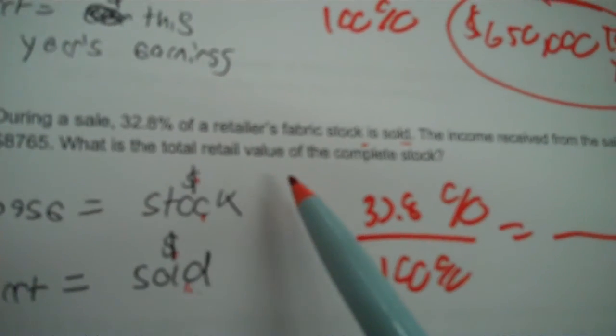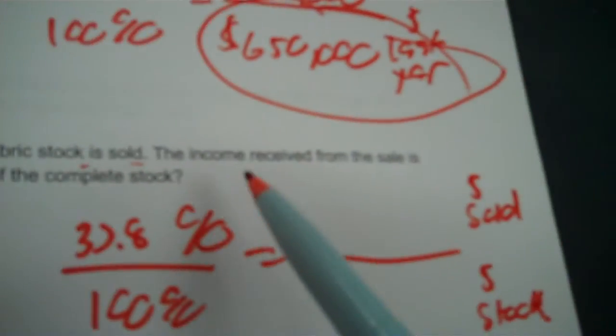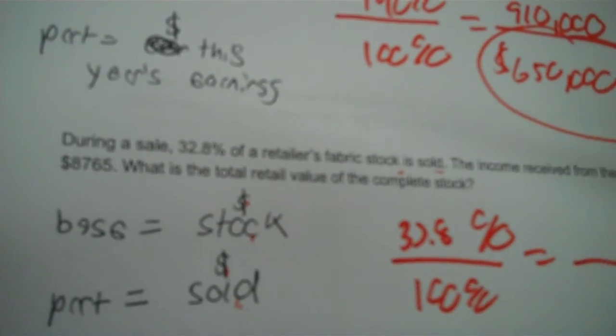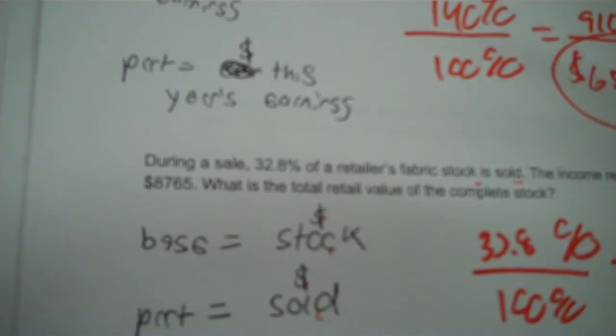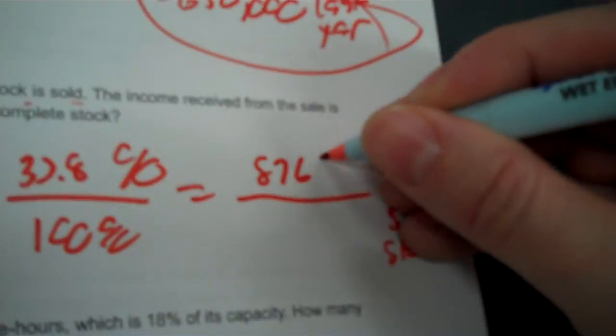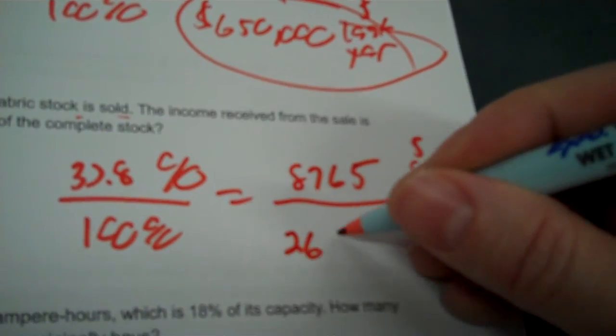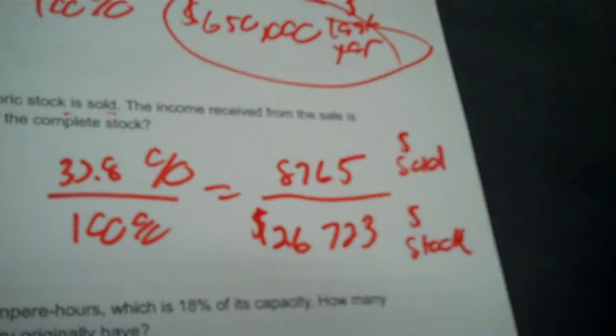So it says, what's the total retail value of the complete stock? So this is what I'm finding. The income received from the sale. Sale and sold are synonyms. They're just a different way to say it. So that's how much they sold. So you cross multiply and divide, you get $26,723.